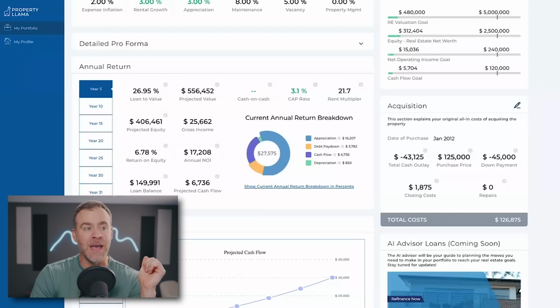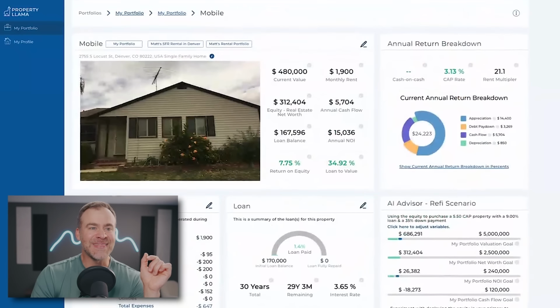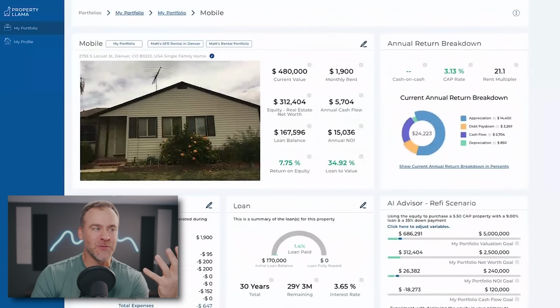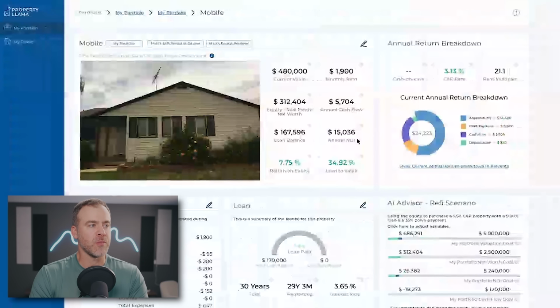So congratulations, Matt. But now he's at the next phase of his property. He's owned this for a while. Now he's wondering, hey, what's the next move I make in my portfolio? You see, Matt's a savvy investor. So let's jump into analyzing the property.